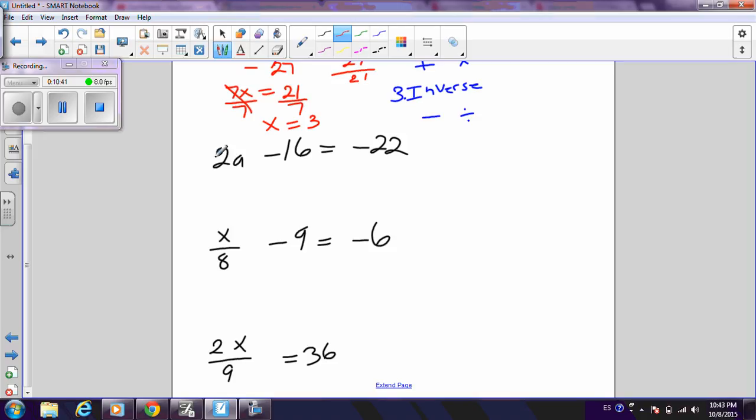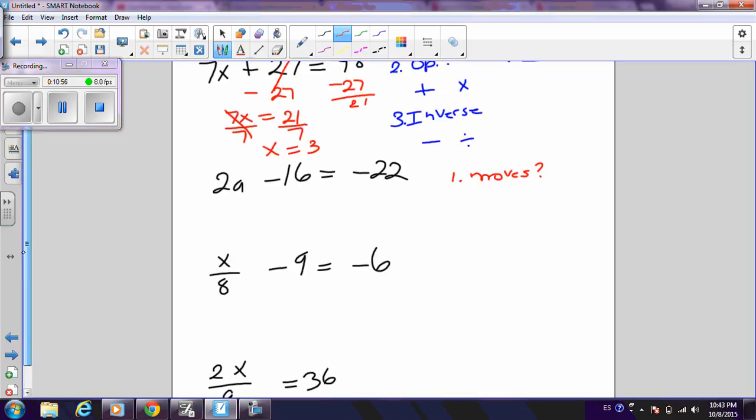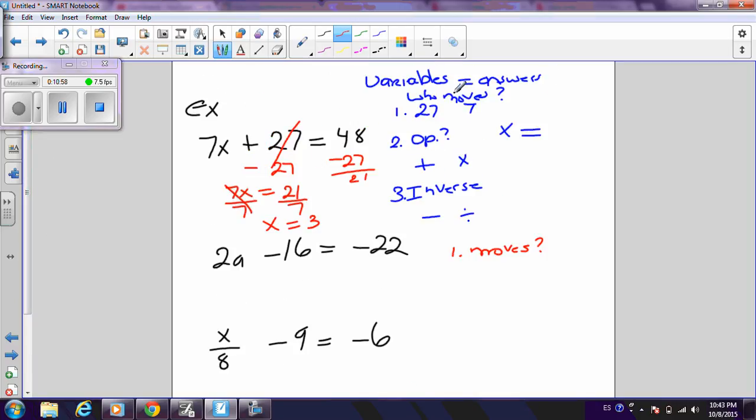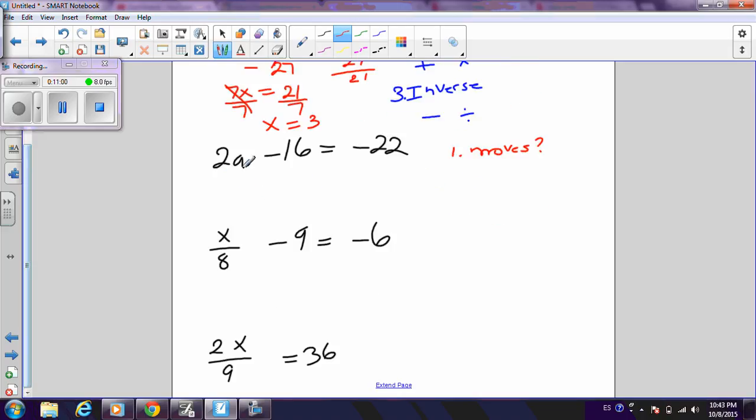All right, so here we go. Let's do this one. We have 2 times a minus 16 equals negative 22. All right, so step 1. Who moves? Right? Who moves? Well, we know that in order to keep our special order, variables on the left, answers on the right, we need to move the 16, right? And we need to move the 2.